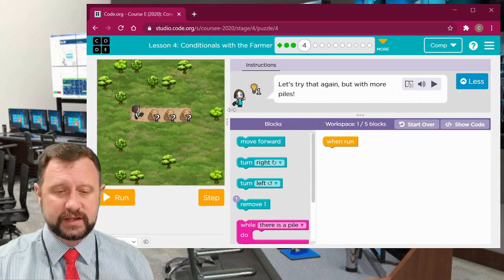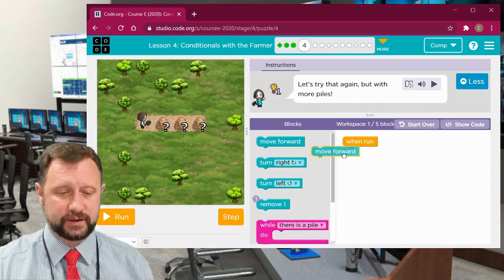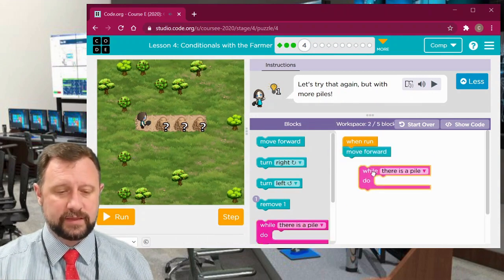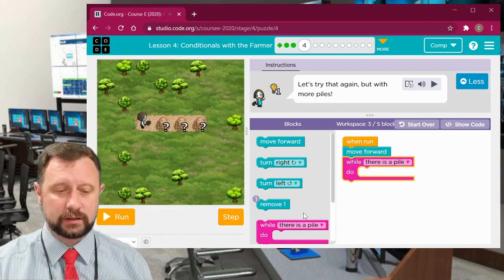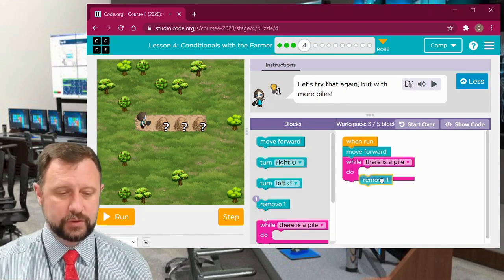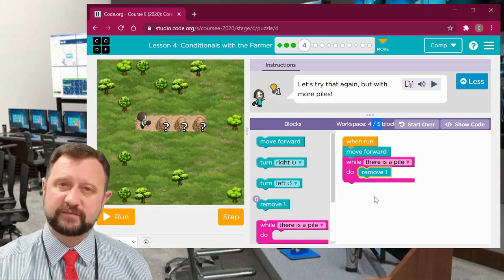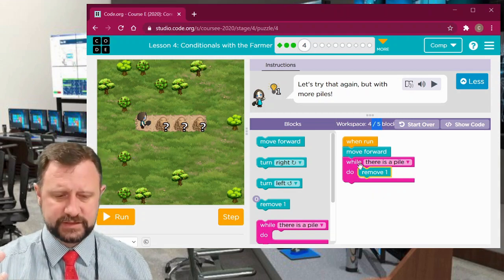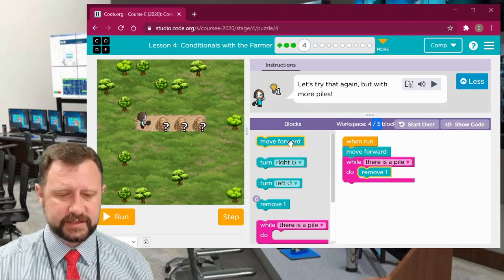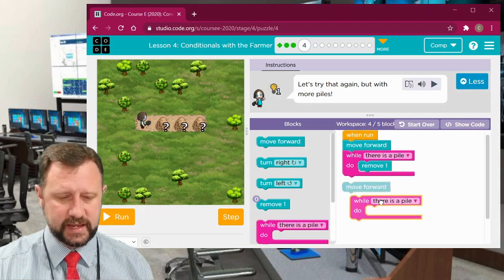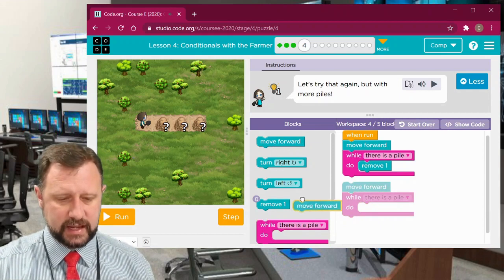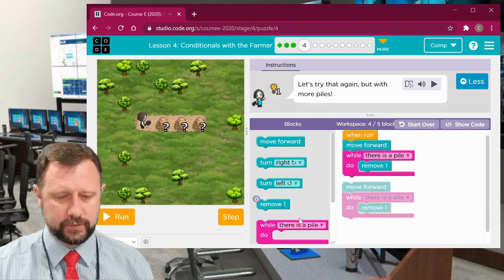Here's another one. In this one, we've got 3 piles of dirt. So I'm going to have to go forward, and then while there is a pile, I'm going to want to remove it. Now, I've already used 4 out of my 5 blocks so far. And so that poses a little bit of a problem, because if I were to try and build more and do this again and again and again, we would go over the amount of blocks.